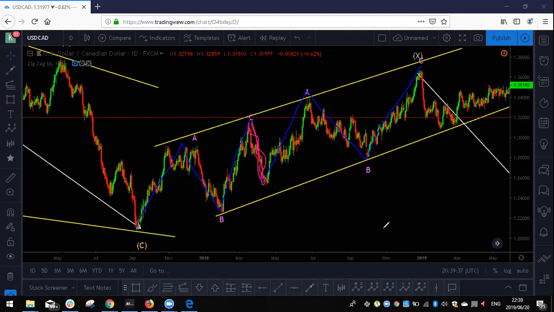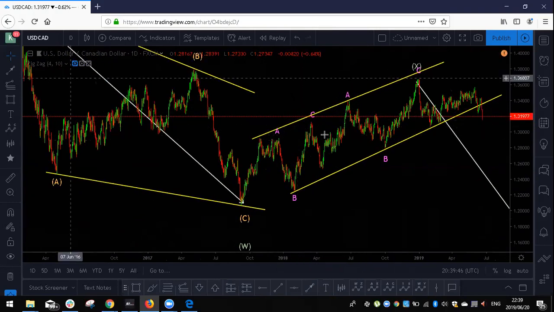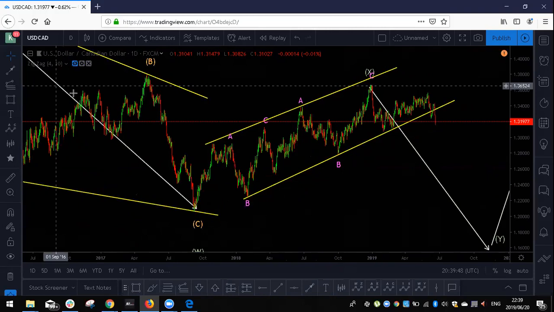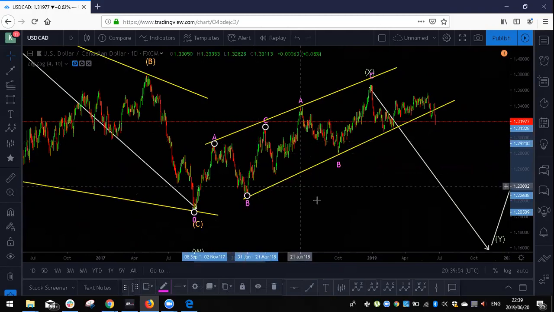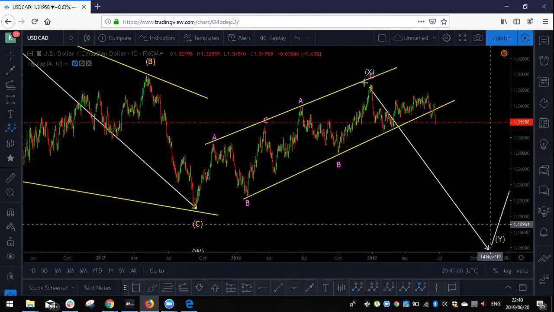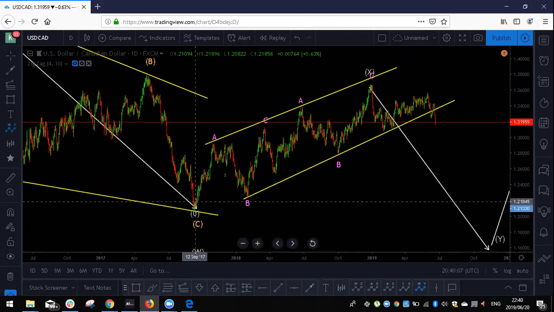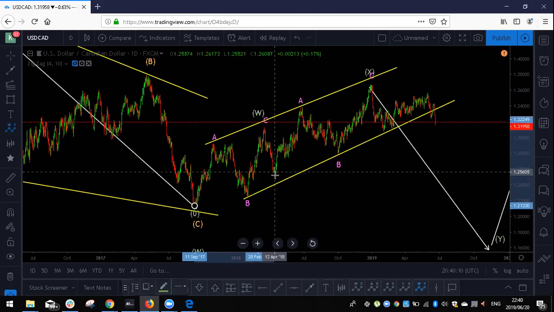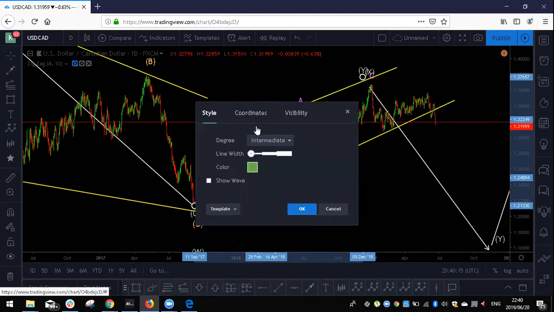Let me clean this. Now, after this ABC, it looks like the count is done, because I think we need another WXY, but for this inner structure. That WXY, the big one, is for the other impulse. But for this one, it needs to go like this: W, X, and then the Y comes there. But let me change the degree.